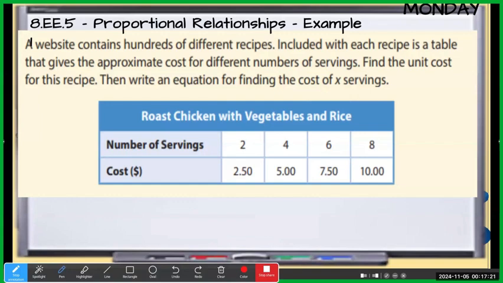Now, I'm gonna give you the first example, I'll start reading to you. A website contains hundreds of different recipes, and with each recipe is a table that gives.